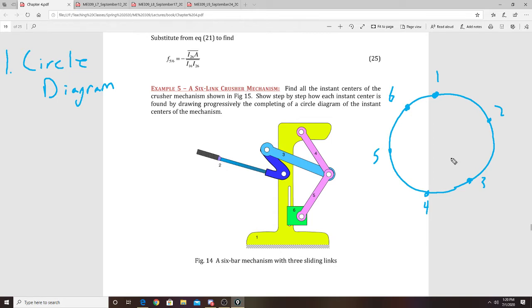And now we need to go through and find all the instance centers that we know at the very start. So I'm going to use black for this one. So instance centers we know at the very start. And what that means is that essentially these are the ones that the locations are like pinned, you know, like the revolute joints and all that. So let's start with I12. Where would we find I12 at?